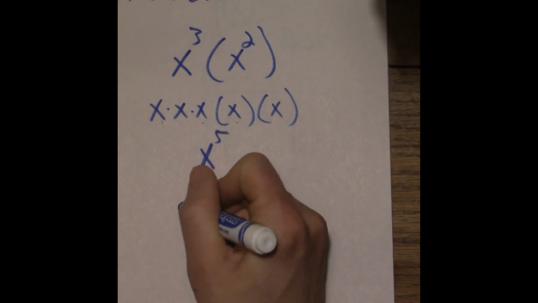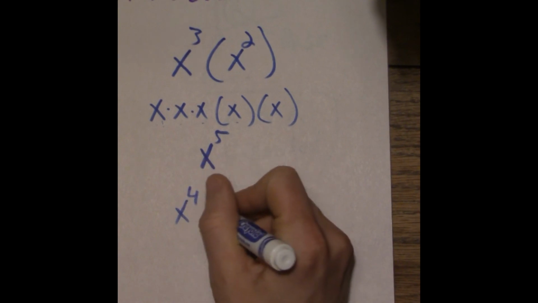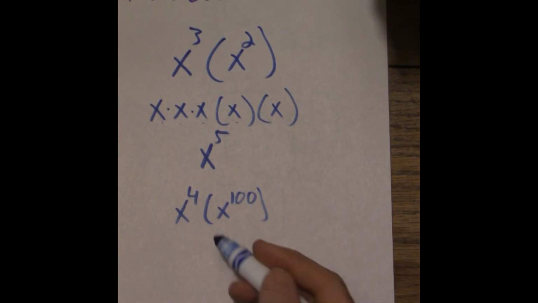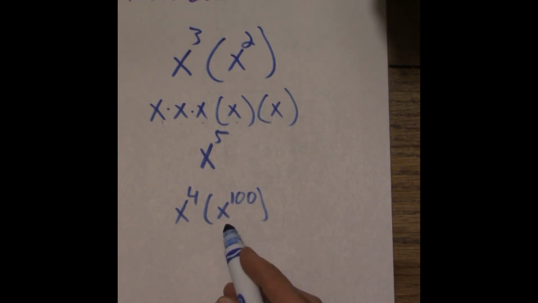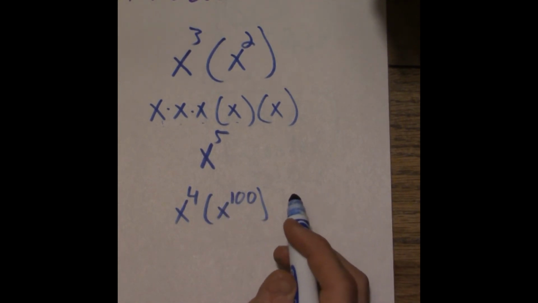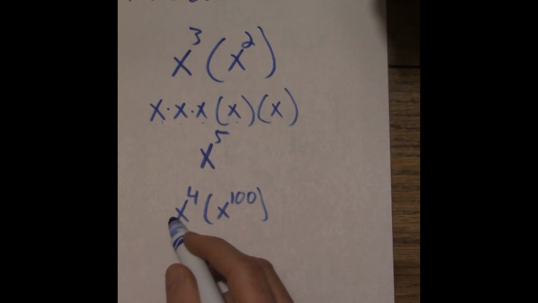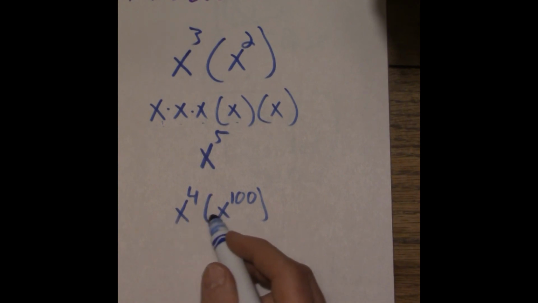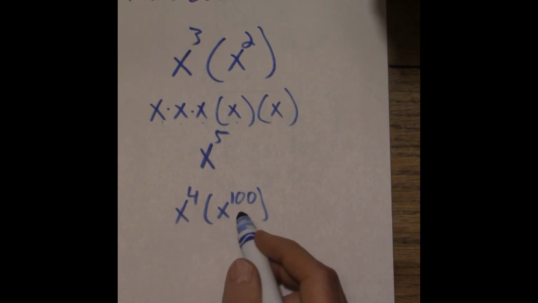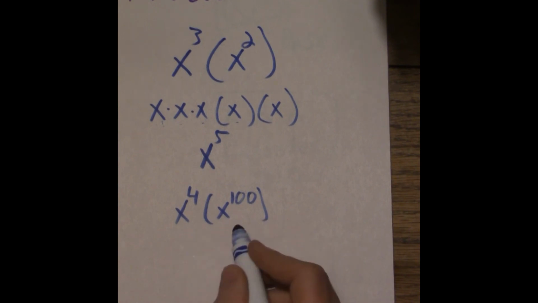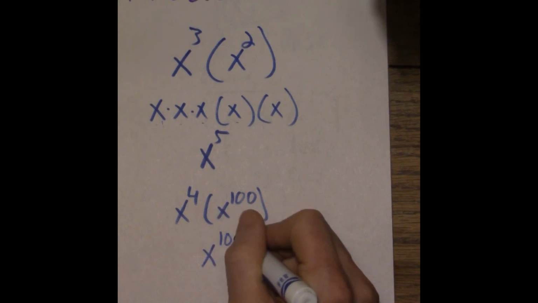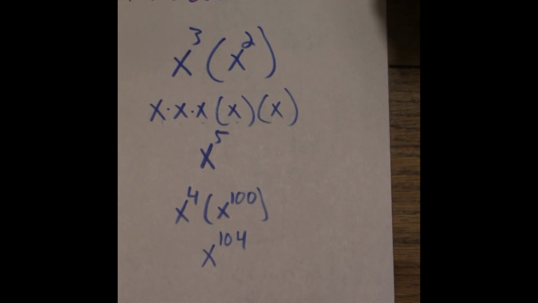Let's look at another example. If you have x to the fourth times x to the 100th, you could write it out in expanded form if you wanted to, but then you'd have to write the x out 100 times. So the product rule saves us the hassle. I know this is going to be 4 x's multiplied and this is going to be 100 x's multiplied. In total, I'm going to have 104 x's. So x to the fourth times x to the 100th is actually going to be x to the 104, because you can just add those two exponents together.